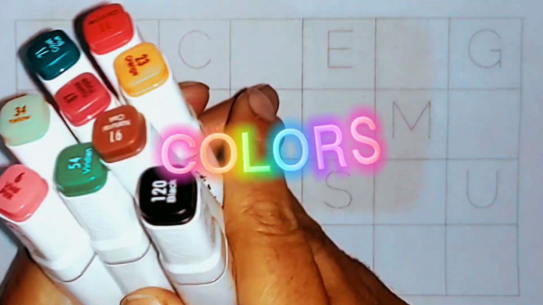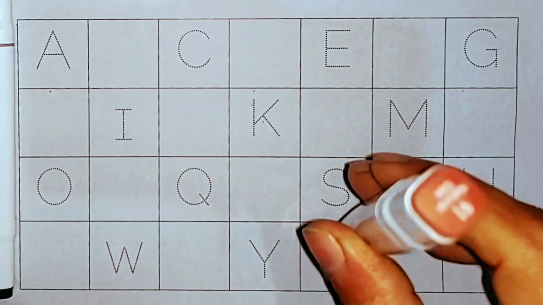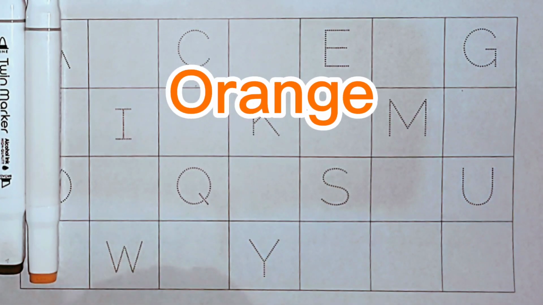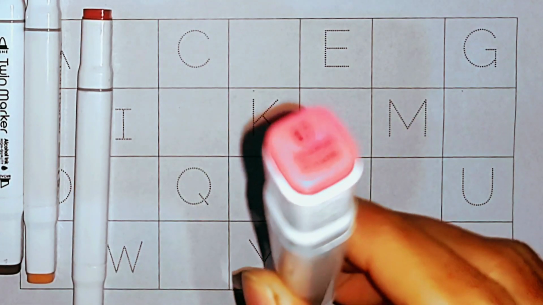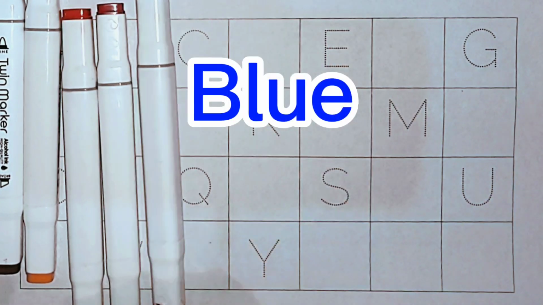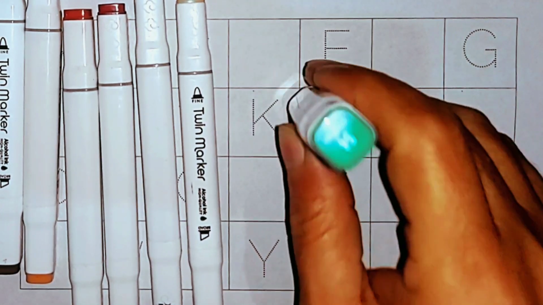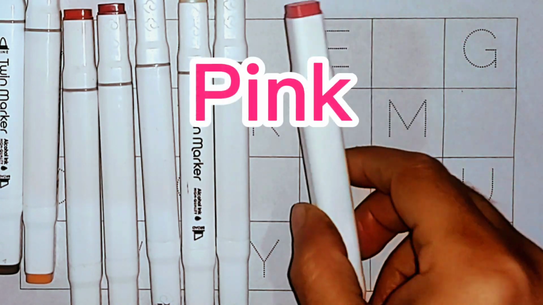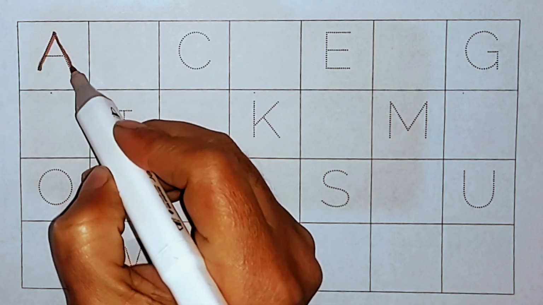These are the colors: black color, brown color, orange color, red color, purple color, blue color, yellow color, green color, pink color, red color.